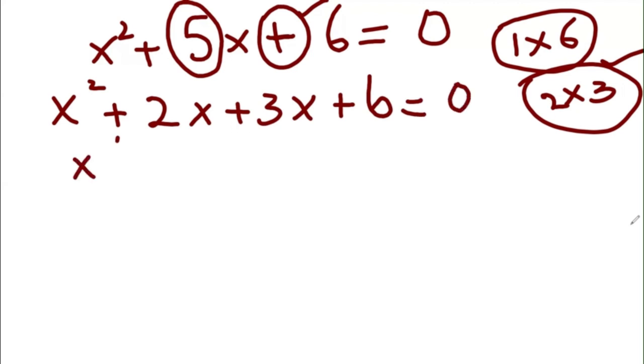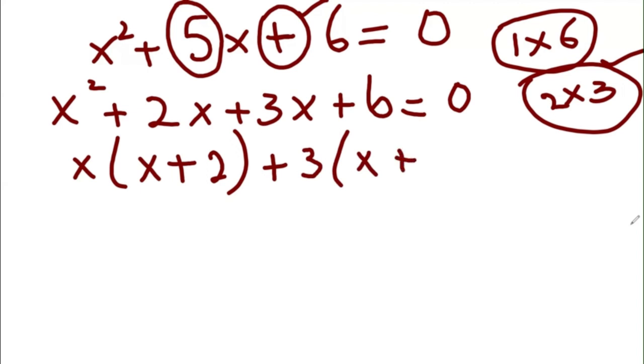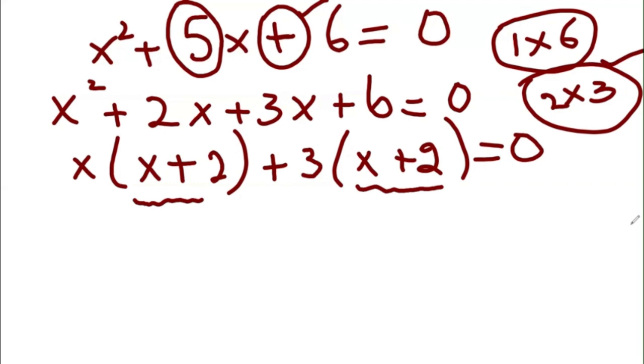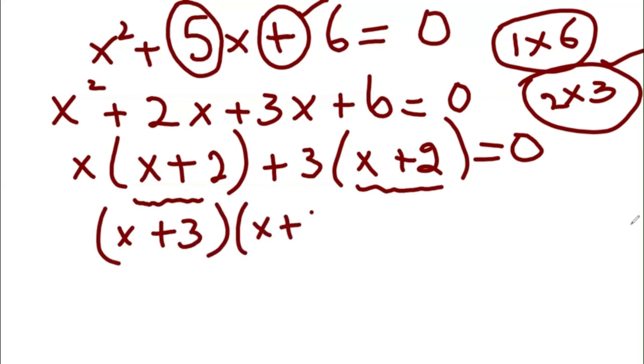Taking common, x is common, x plus 2 is left inside the bracket. Plus 3 is common here. Again, x plus 2 is left inside the bracket. As we have discussed it before, x plus 2 and x plus 2, these two brackets should be same. And yes, they are same. So x plus 3 in the first bracket and x plus 2 in the other bracket.